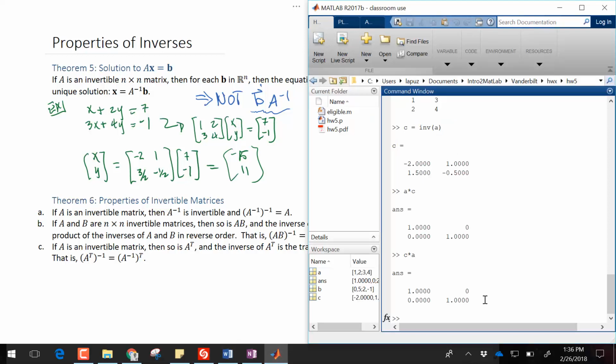Well, let's check our matrix. I'm going to augment the matrix A, and then put in another vector, 7, negative 1. Then it's the augmented matrix, and then I'll row reduce to find the solution.